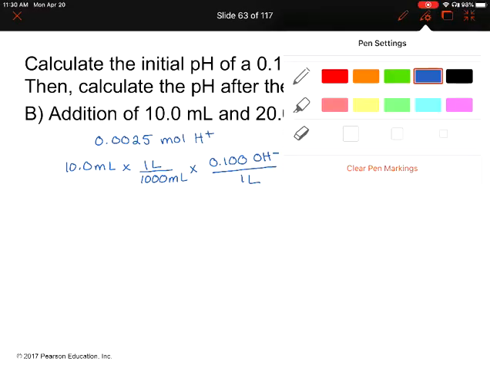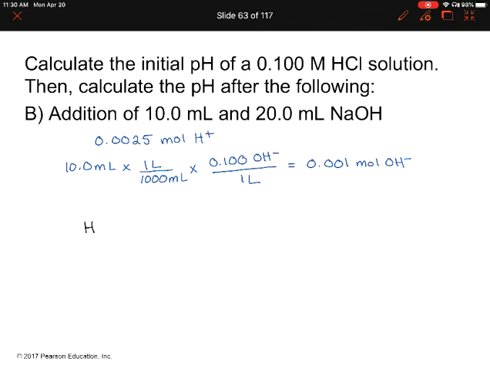Okay, so now let's write that same table that we wrote before. And again, before we add any base, we said that we had 0.0025 moles of hydrogen ions. And then we're going to add, in this step, 0.001 moles of base. Now, you might be a little confused at this point because technically we already calculated the pH if we add 5 milliliters. And in this step, we're really only adding 5 more milliliters of the hydroxide solution.